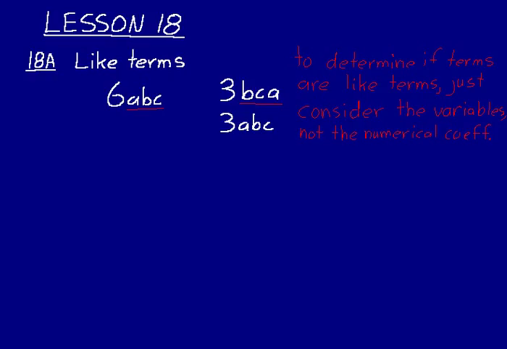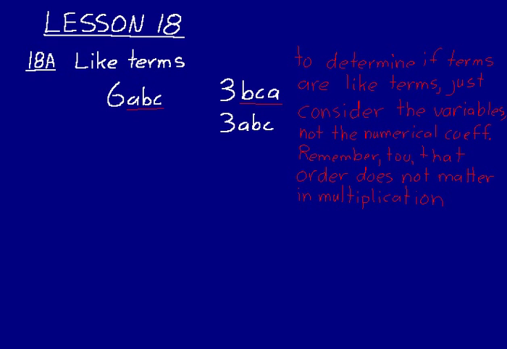This is something real important to remember, what I have in red up there on the board. To determine if terms are like terms, just consider the variables, not the numerical coefficient for that particular term. And then remember too that order does not matter in multiplication. ABC in 6ABC, that's the same thing as the BCA in 3BCA.